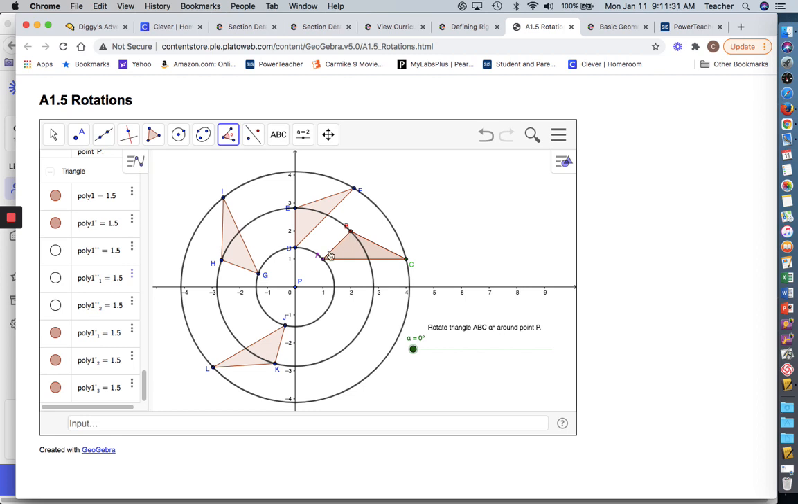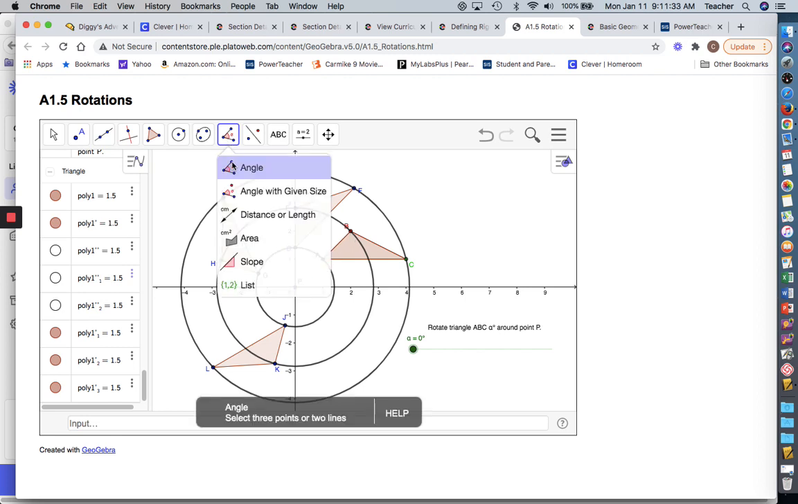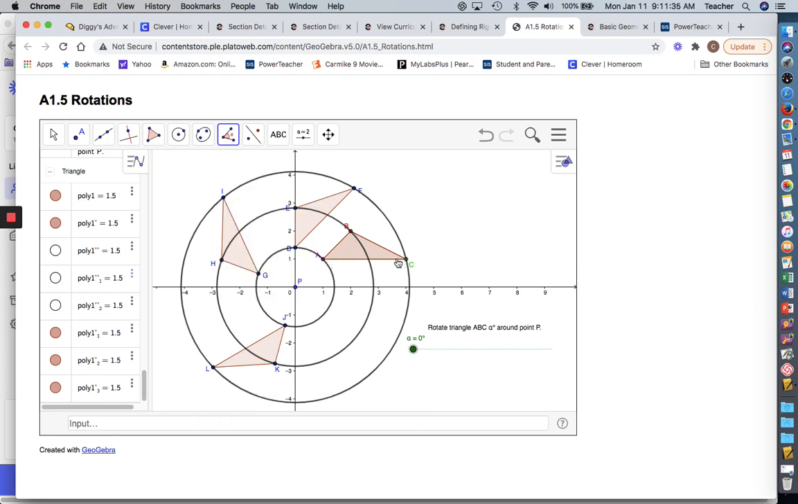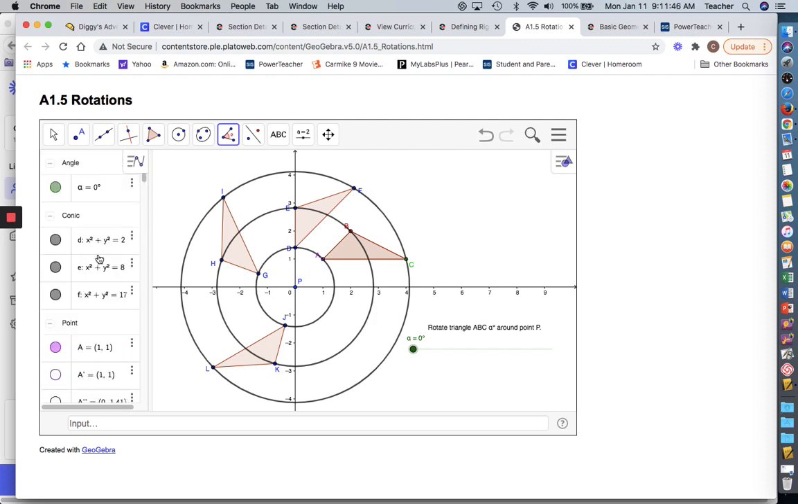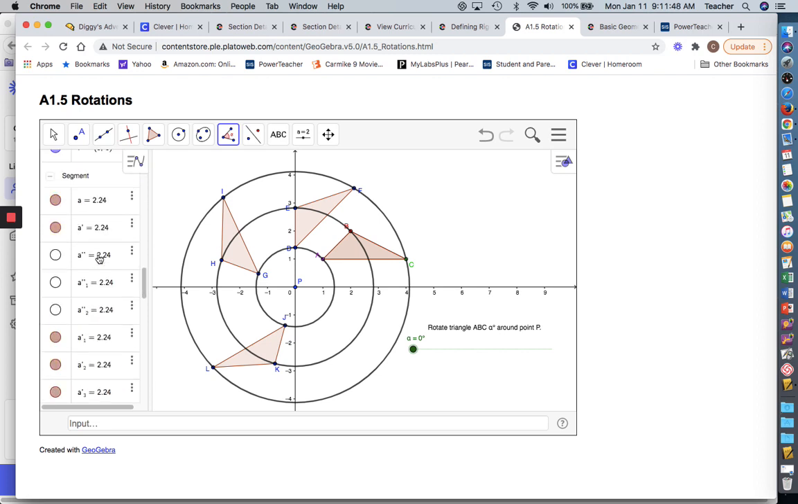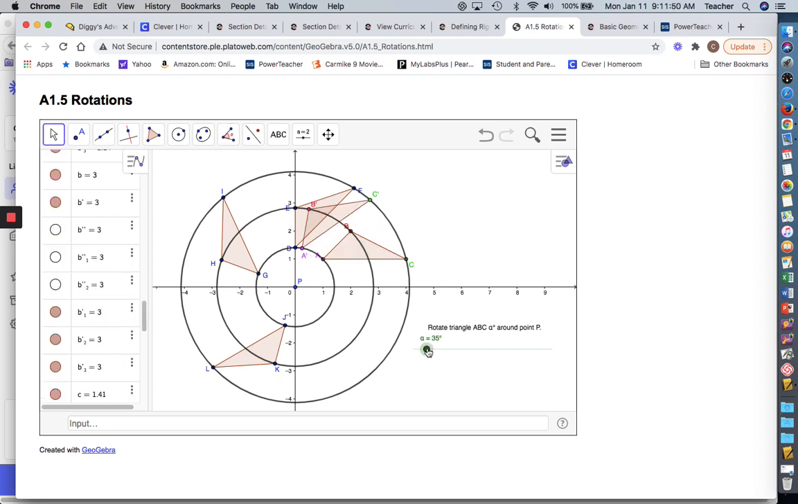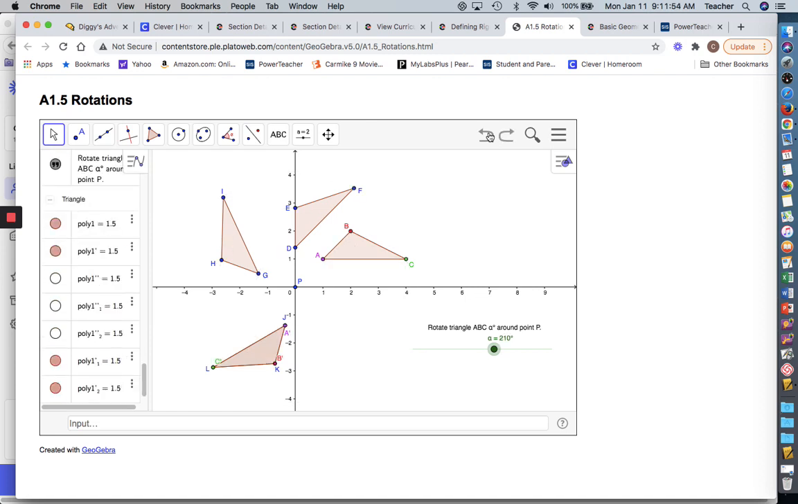What happened? It didn't go through? What's going on here? C, A, B, B, C, A. It's not doing what I want it to do. What's going on here? Maybe if I get rid of all of this stuff, it'll let me do it. I don't know.